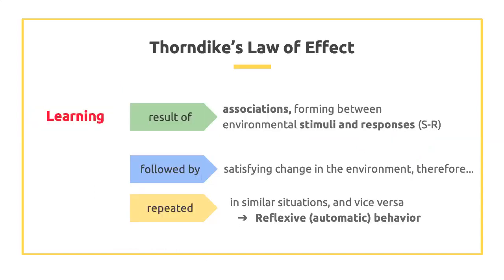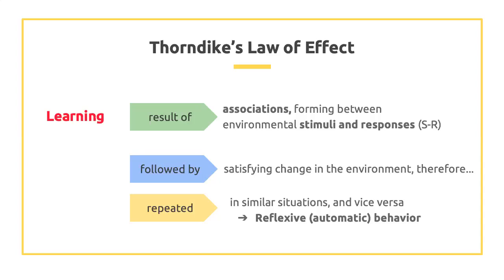And Thorndike proposed the law of effects as an explanation about the learning aspect: that learning is the result of associations forming between environmental stimulus and response, S-R, stimulus and responses. It is followed by a satisfying change of the environment, in which the environment presents the stimulus and people learn according to the environment and respond to it. That process can be called learning.